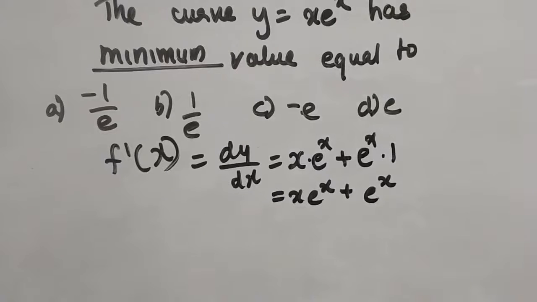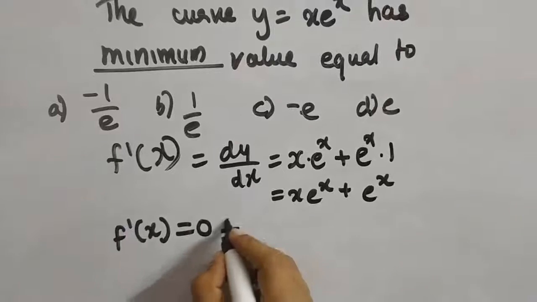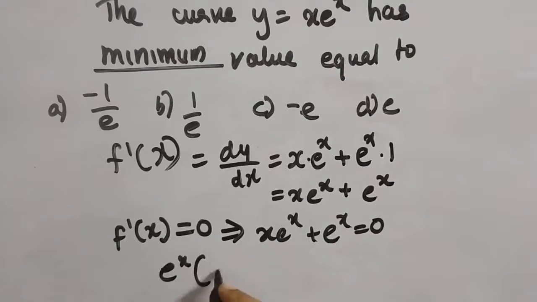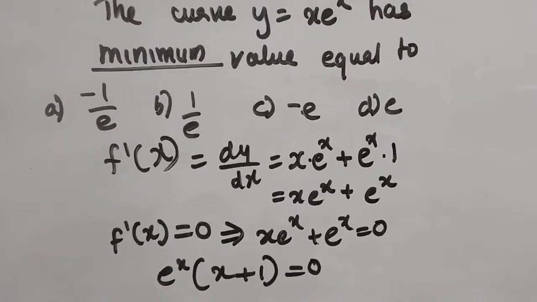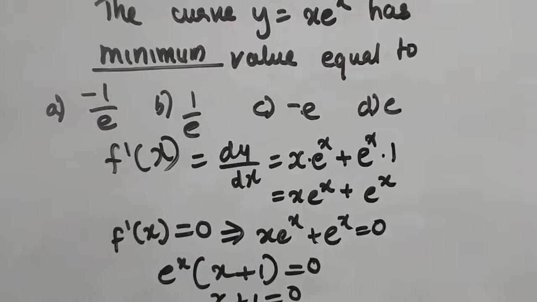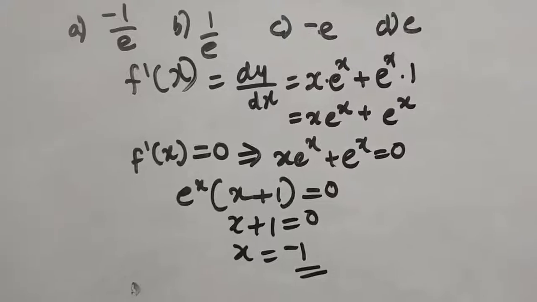Next step, what is the next step? f dash of x equal to 0. So that implies x e raised to x plus e raised to x equal to 0. If I take e raised to x common, x plus 1 equal to 0. So e raised to x can never become 0, it is not equal to 0. So remaining what we have is x plus 1 equal to 0. That implies x is equal to minus 1.